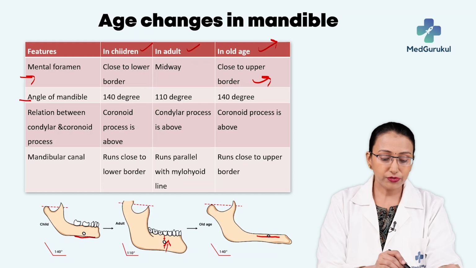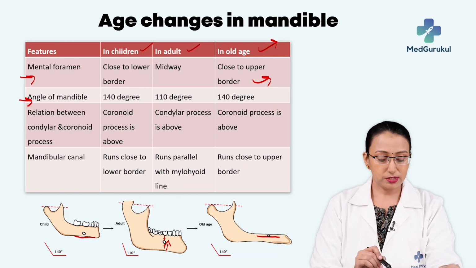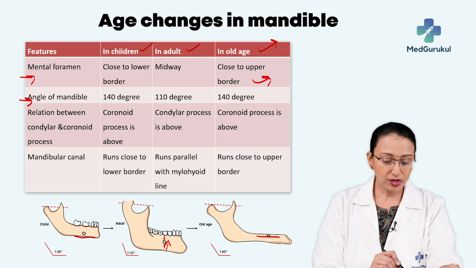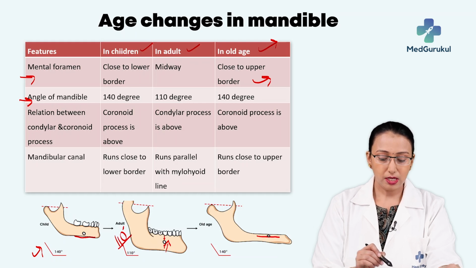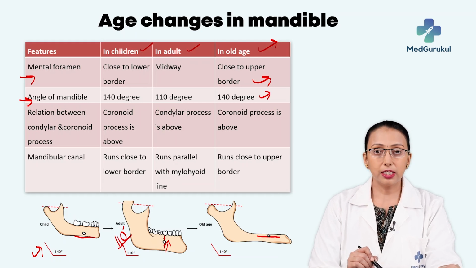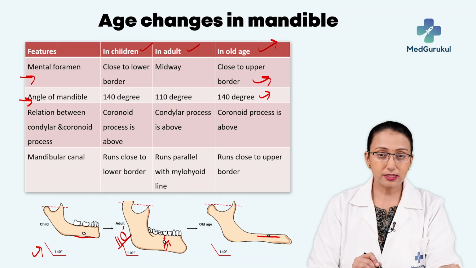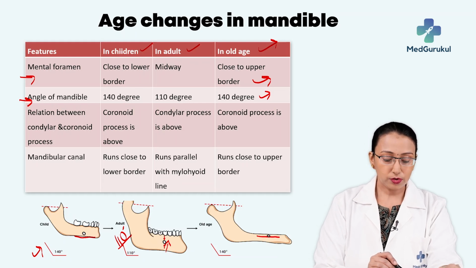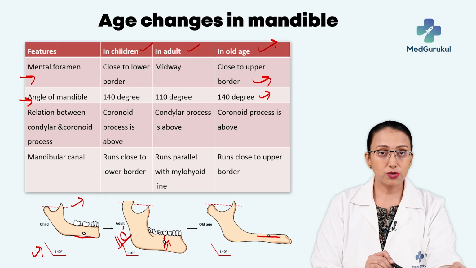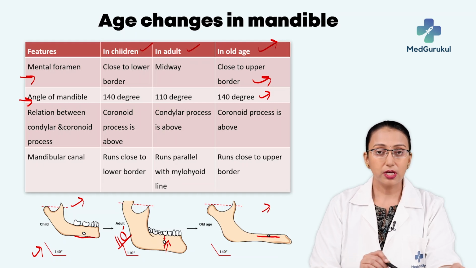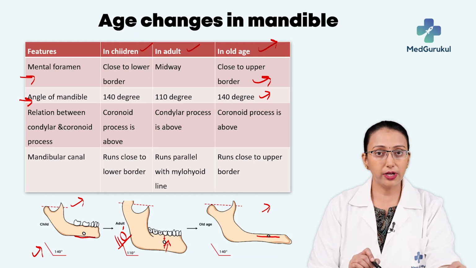Then the angle of the mandible. What are the changes? In children it is 140 degrees, an obtuse angle. In adult life it is reduced to 110 degrees. Then in the elderly, the angle has increased again to 140. So it is similar in children and in older age, hence the chin looks more protruded in older age.